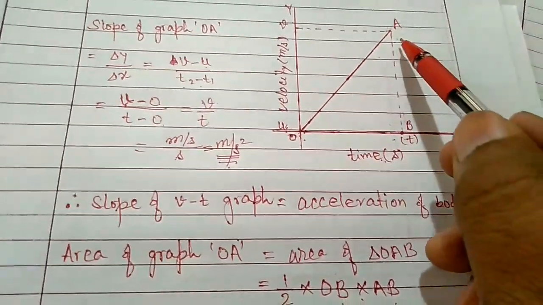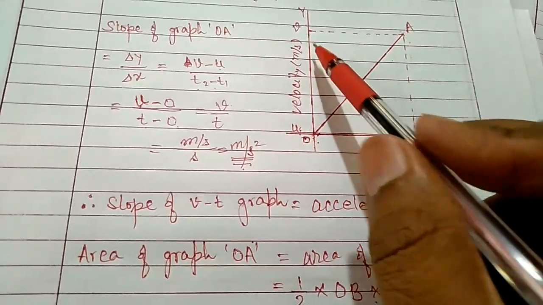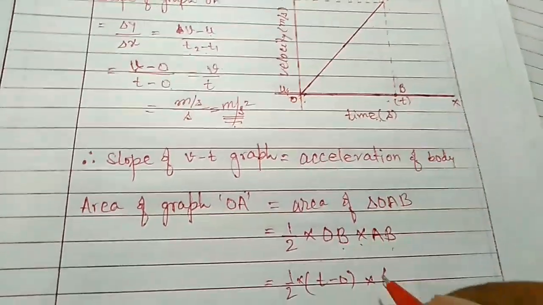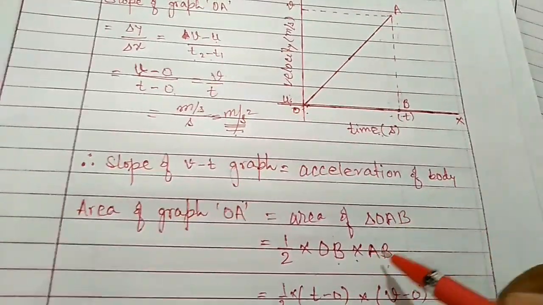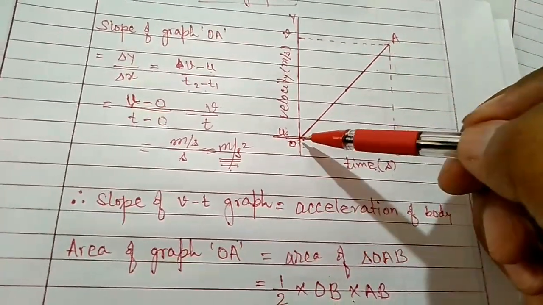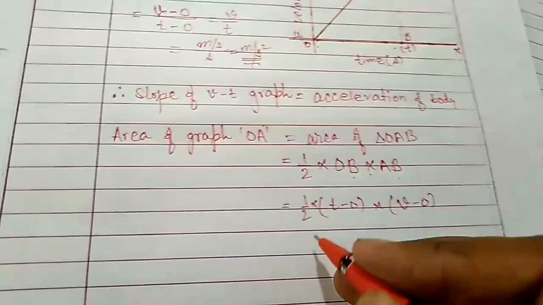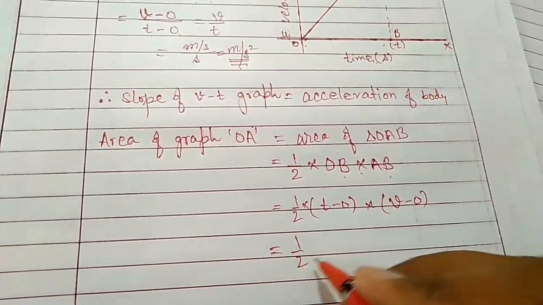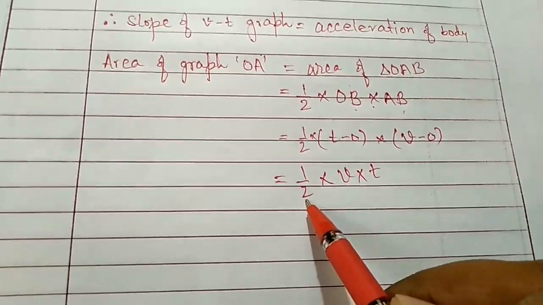We can see here the value of AB is equal to value of O2 V. So that is v minus u, or you can say v minus 0. See here, value of AB, A to B, how much velocity attained? 0 to v, so v minus 0. So we can write half into velocity into time. So this is just a number, a constant.